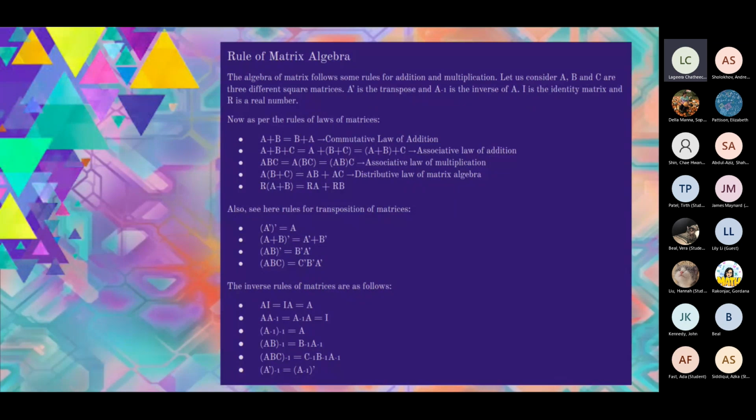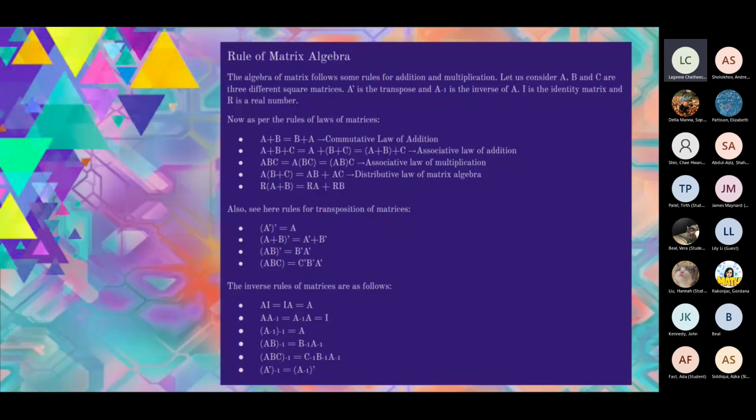So here we can just see some of the rules of matrix algebra. The algebra of matrix follows some rules of addition and multiplication. Let us consider A, B, and C are three different square matrices. A^T is the transpose, and A^-1 is the inverse of A. I is the identity matrix, and R is a real number.